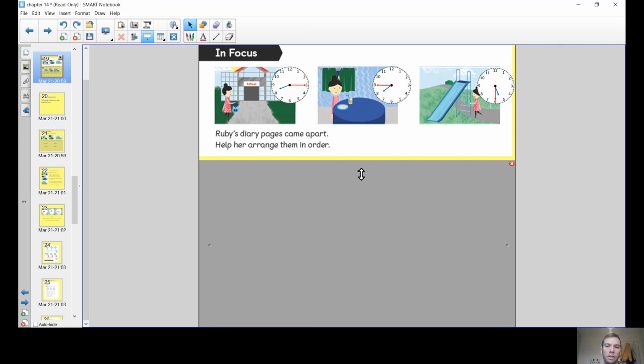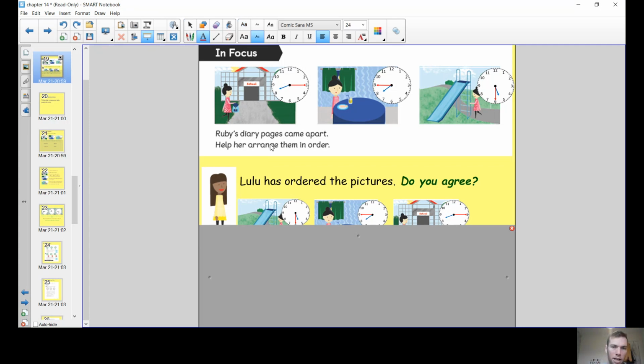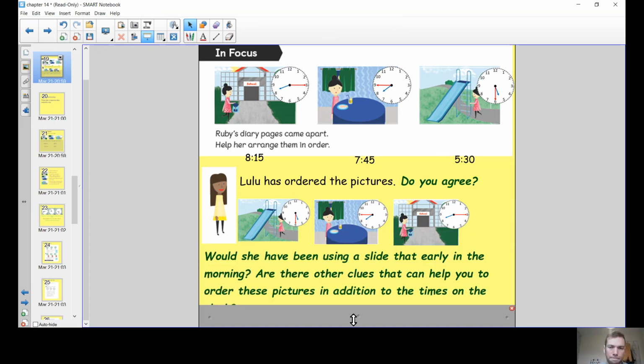I wonder which order they go in. Know what I might do? I might write those times. I'm going to use my numbers to help me. So I'm going to say this one says 8:15 and this one says 7:45 and this one says 5:30. Okay. Well, I wonder if we know. I wonder if that helps me. I wonder, let's have a look at Lulu's.